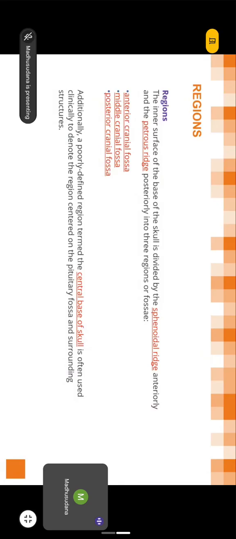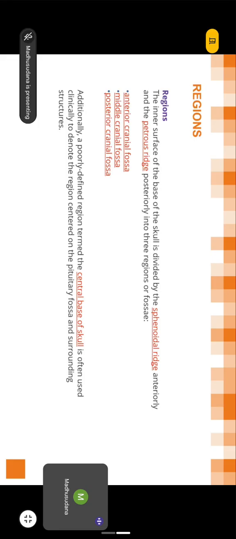Okay, so anterior cranial fossa, middle cranial fossa, and posterior cranial fossa, these three are the regions we have in this part. Based on the location, we have separate codes. The procedure is performed in the anterior cranial fossa, middle cranial fossa, or posterior cranial fossa. Based on the location, we have separate codes.